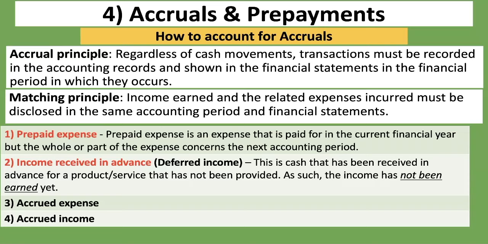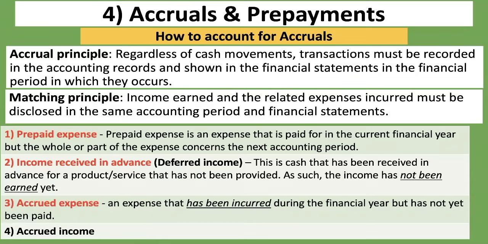I hope that has made sense, but we're going to go into it in more detail as we look at the examples. The third one we have here is accrued expense. What I like to mention when I'm dealing with accrued is, if you can replace the word accrued with the words still outstanding, then maybe that can give you a better understanding. So an accrued expense is an expense that you have already incurred during the financial year but has not yet been paid. You have incurred this expense, but you've not paid for it as yet. That's why I use the words still outstanding expense.